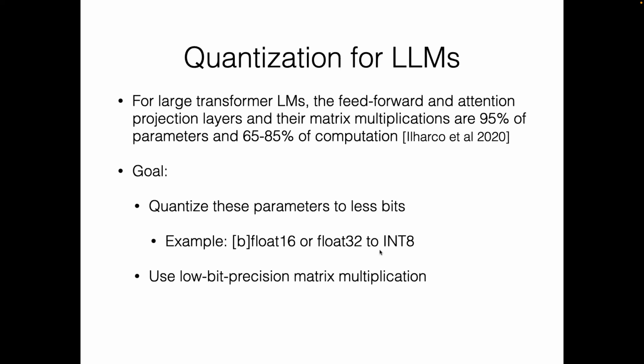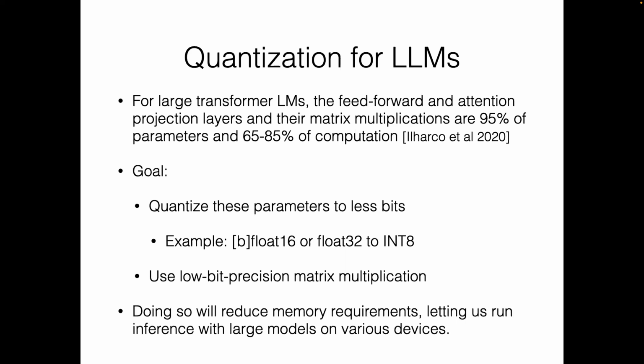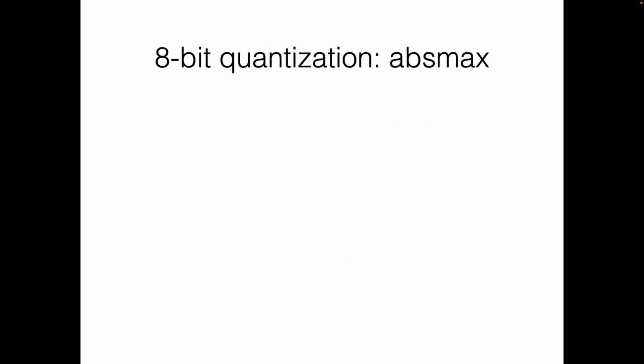Okay, then if you can do that, then you can use this low bit matrix multiplication, which you again assume is kind of supported by the hardware, and then you can save a lot of memory. Okay, so let me introduce two different methods. So this one is called absmax, or absolute maximum.